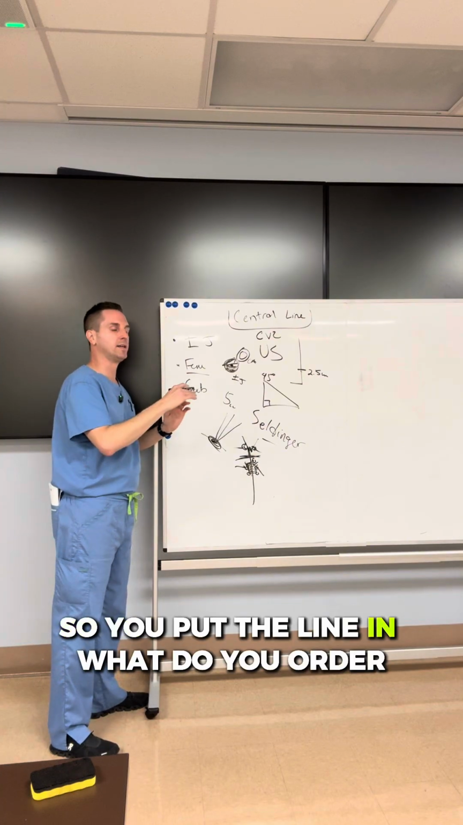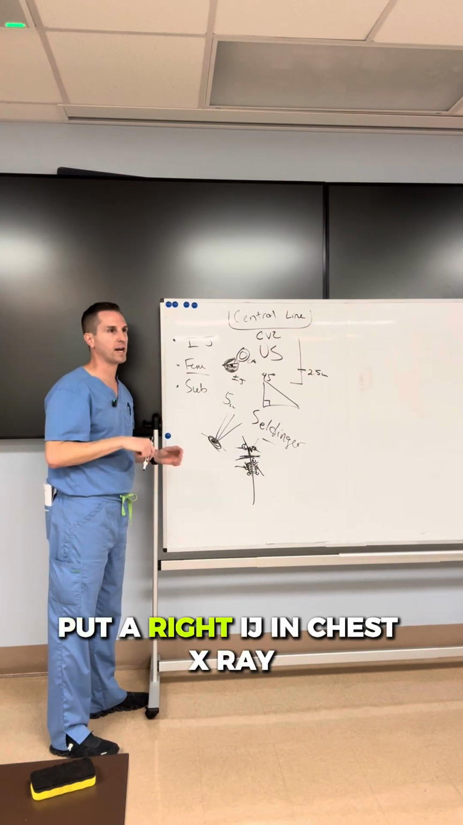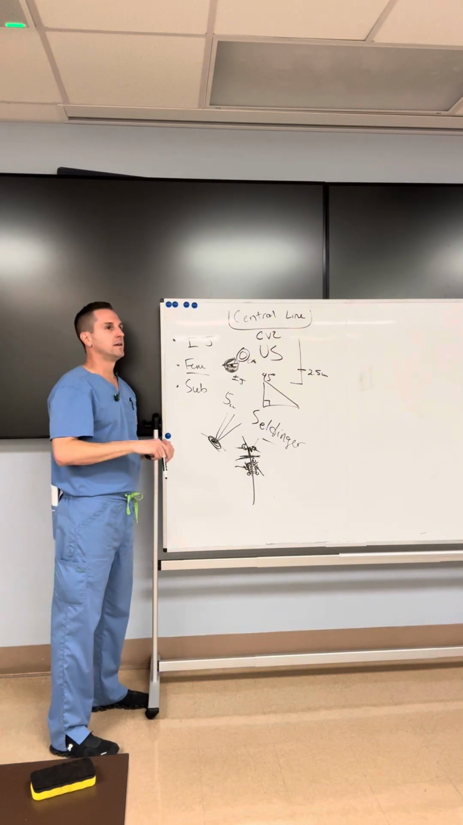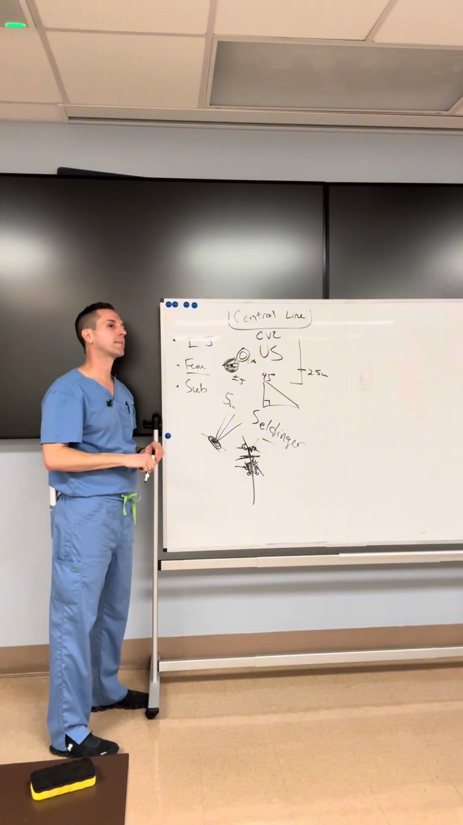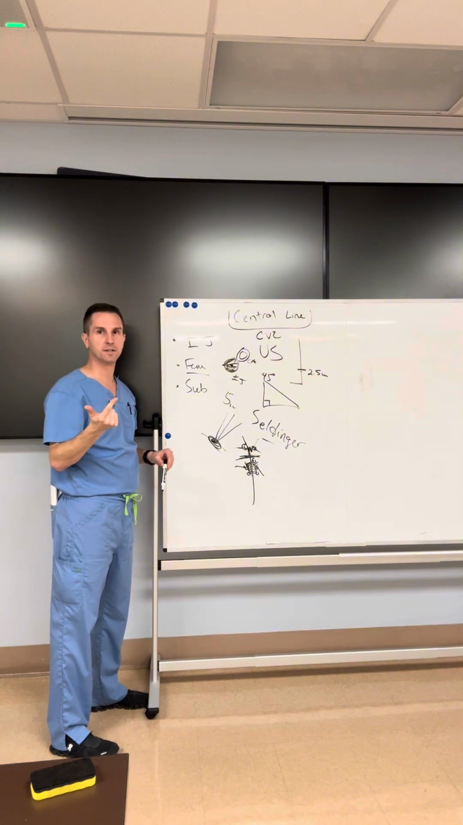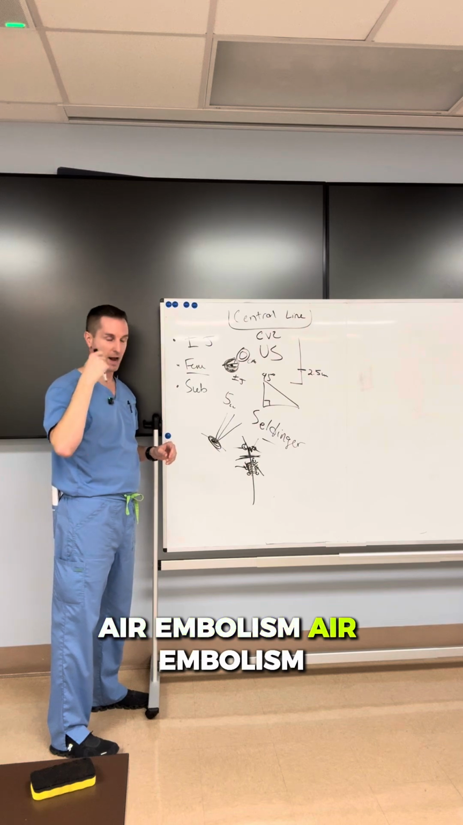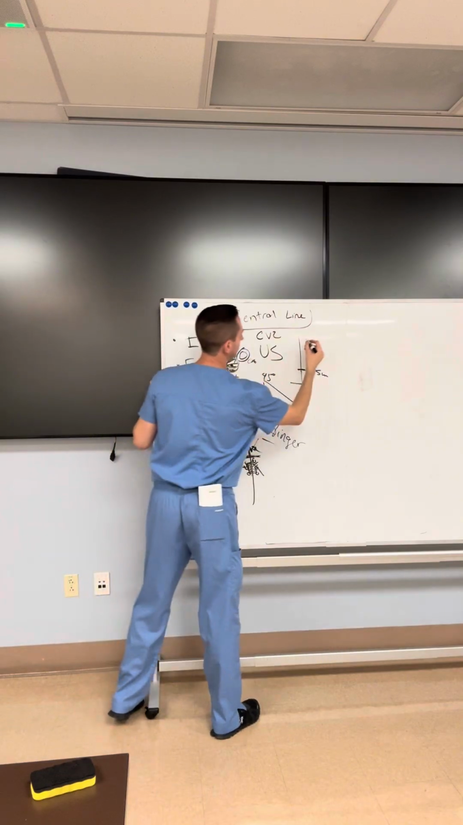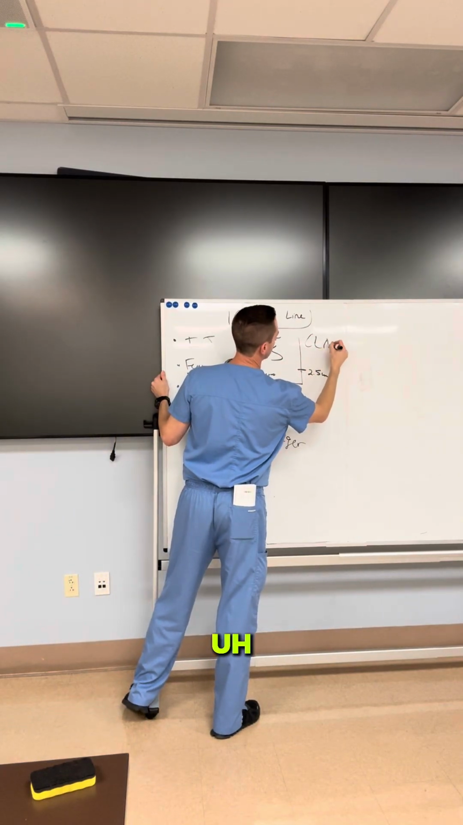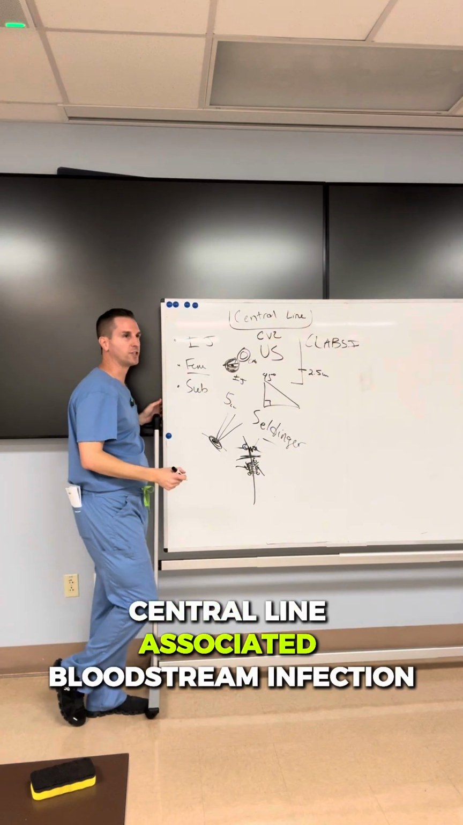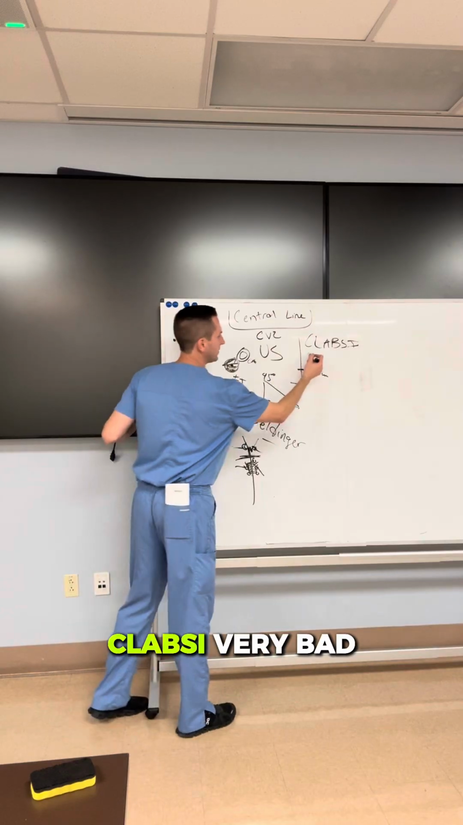All right, so you put the line in, and what do you order? Put a right IJ in. Chest x-ray. Because what are my complications? I mean, you could go too far. Arrhythmias. Okay, arrhythmias, sure. Bleeding, sure. Death, always. Air embolism, yeah. Infection. Infection, so that's called a what? Central line associated bloodstream infection. CLABSI, very bad.